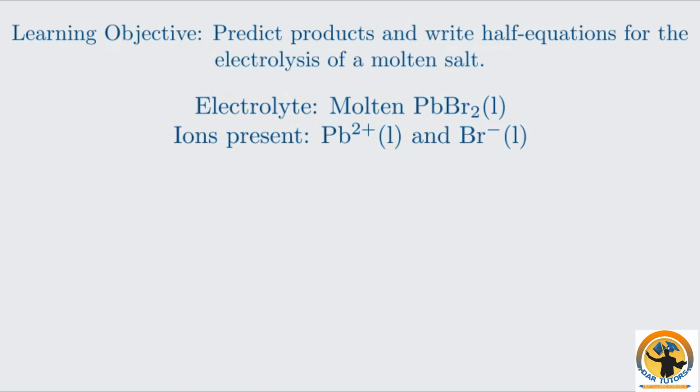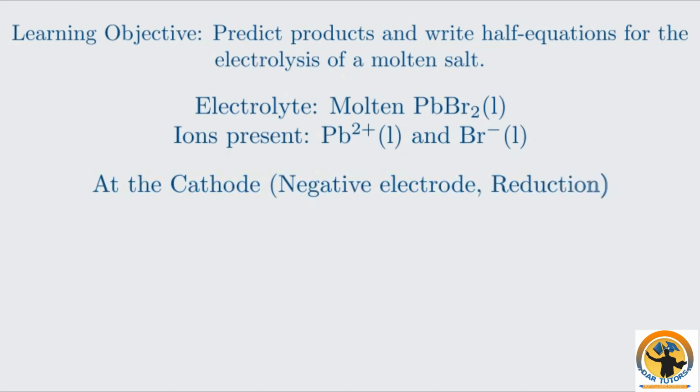First, let's consider the cathode, which is the negative electrode. It will attract the positive ions, or cations. In this case, that's the lead(II) ions, Pb2+. Cations are always attracted to the negative cathode. At the cathode, the lead(II) ions gain electrons and are reduced to molten lead metal, which collects at the bottom of the cell. The half equation for this reduction is Pb2+ plus 2 electrons yields Pb liquid.